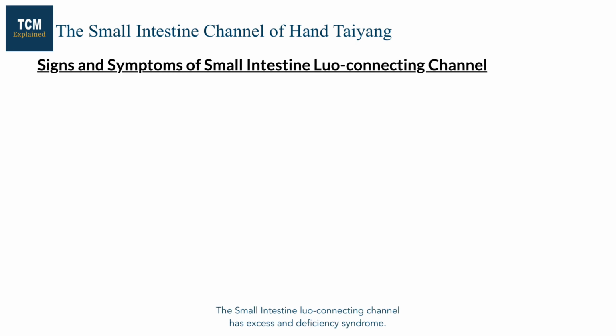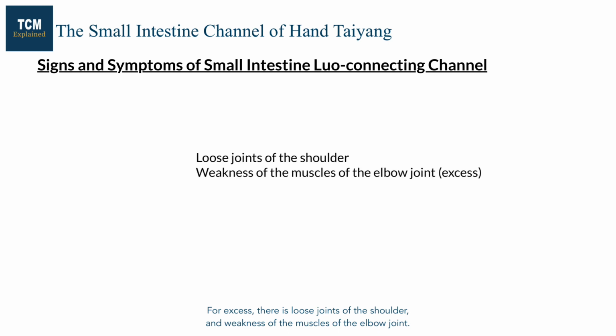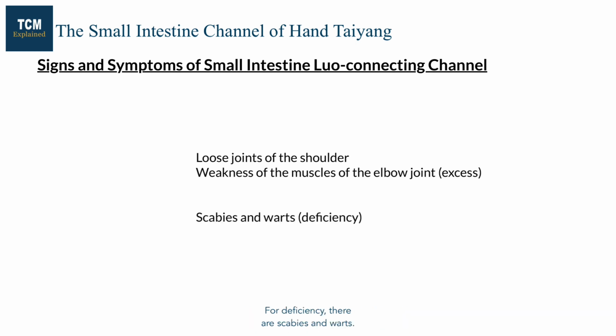The small intestine luo-connecting channel has excess and deficiency syndrome. For excess, there is loose joints of the shoulder and weakness of the muscles of the elbow joint. For deficiency, there are scabies and warts.